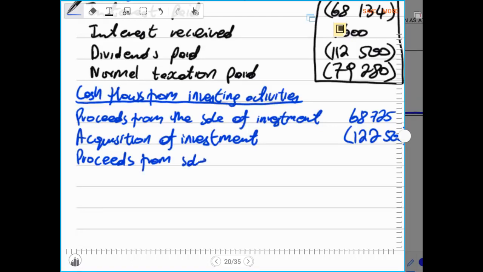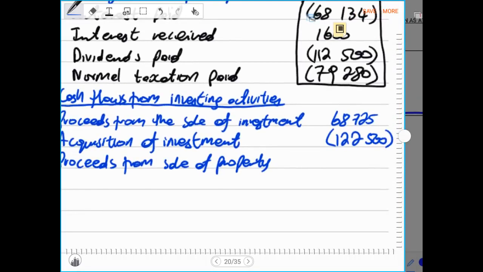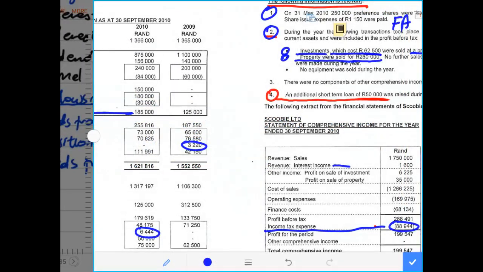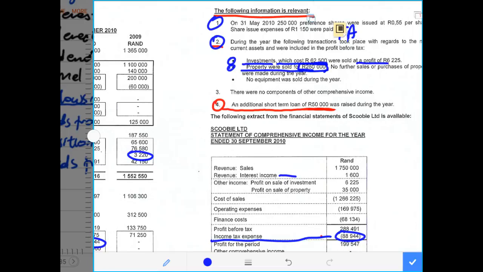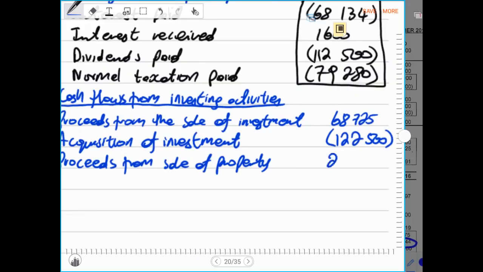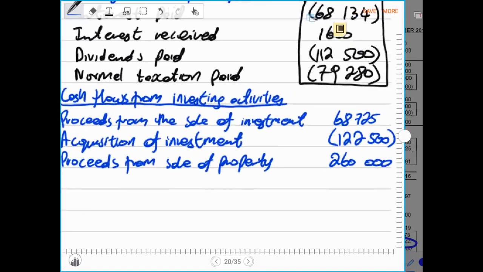Proceeds from sale of property. Remember, proceeds is the money that you have received on the sale of an asset. In this case, our proceeds from the sale of the property is 260,000 rands, money that we received on the sale of the property. Therefore, 260,000 will be recorded as positive because this was cash that flew into the business. 260,000 rands was the proceeds, money received.